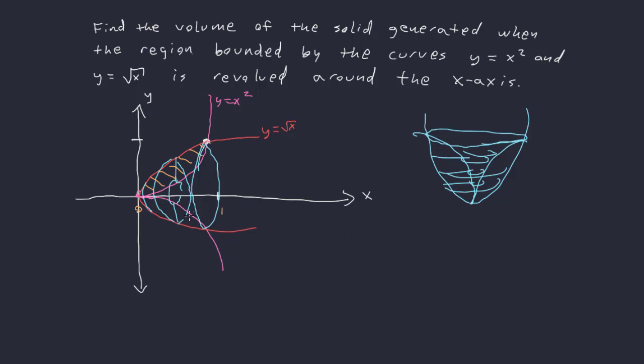Well, to find the volume, here's the nice thing about this. Some would argue there is no nice thing about this, but here it is: I don't really need to know what this thing looks like to be able to find the volume. I just need to know what is the top and what is the bottom. Well, the top is this square root of x function, while the bottom is this y equals x squared function.